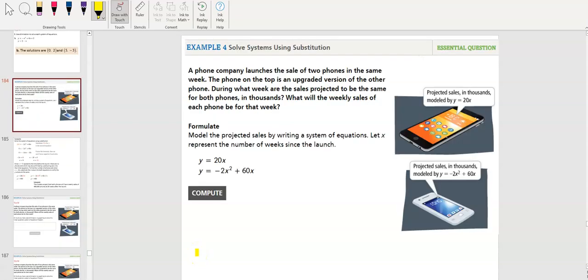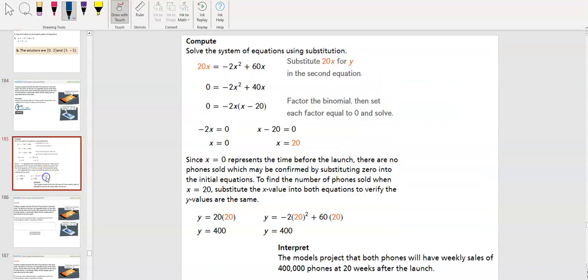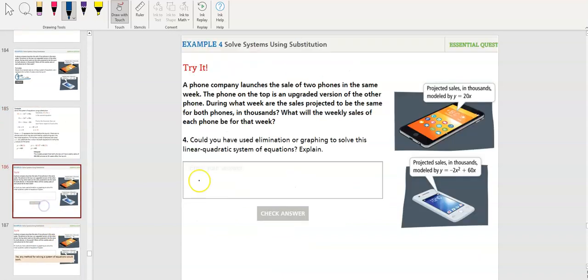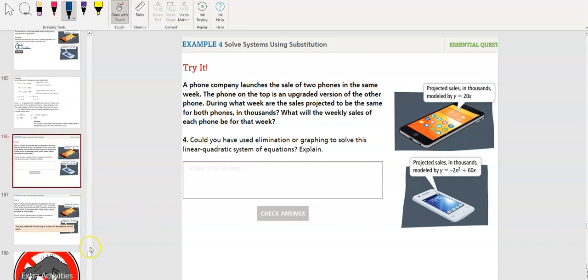Now the last example is using substitution. So with substitution, we are going to set these two equations equal to each other, substituting the y's for each other. That's going to look like this right here. And if you pause the video, you can see how they solve and get their solutions here. They factor the binomial. Then same thing, we're going to plug our values back into the original equation and find our answers. Go ahead and take a look at example 4, and we'll check in class.